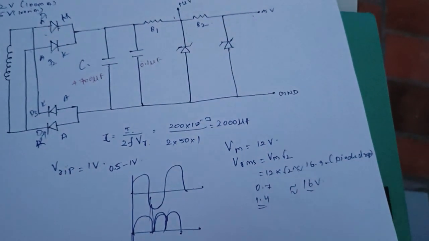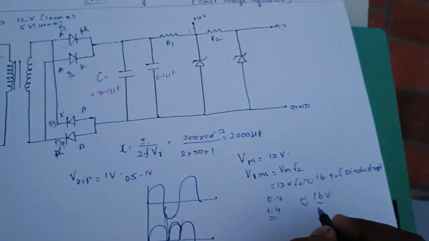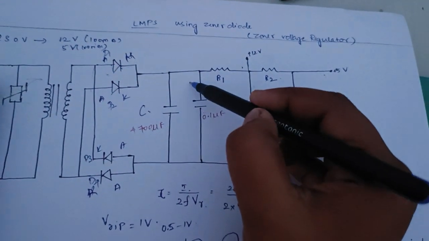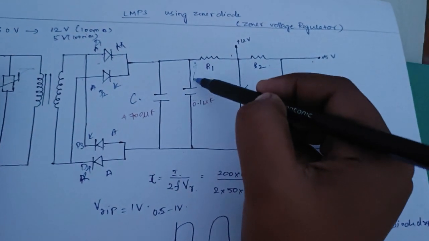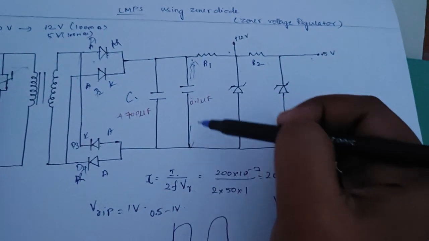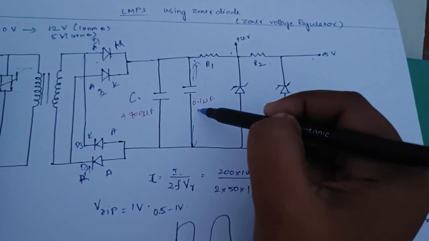Okay, this is the 16 volt we are getting, and this voltage is the voltage across this. We can take it across this or this. Okay, we are taking it across this. It is a parallel circuit, right? Both have the same voltage.